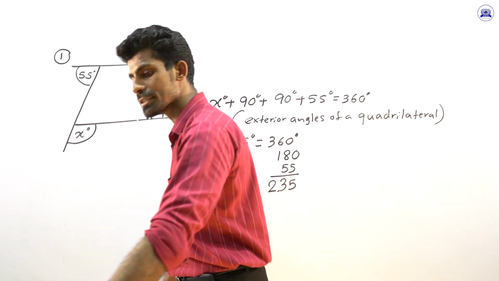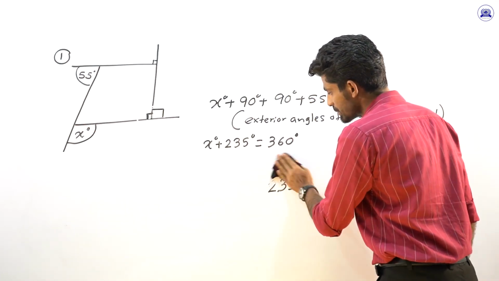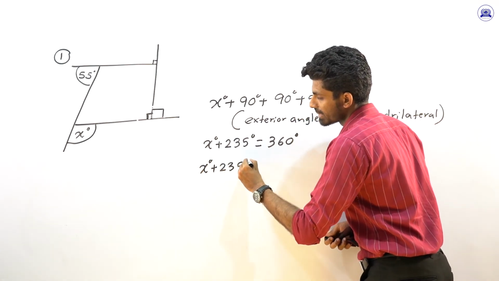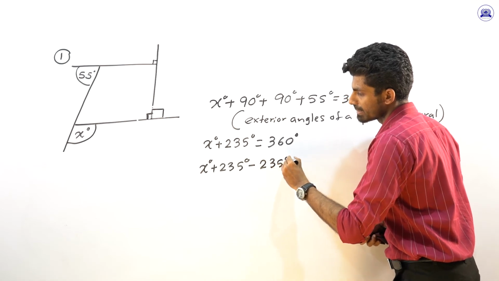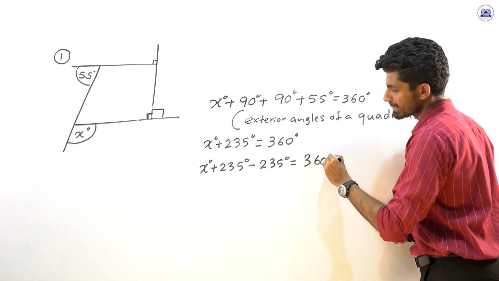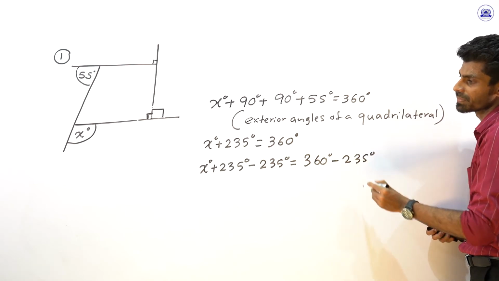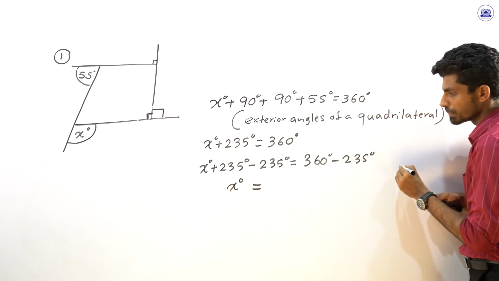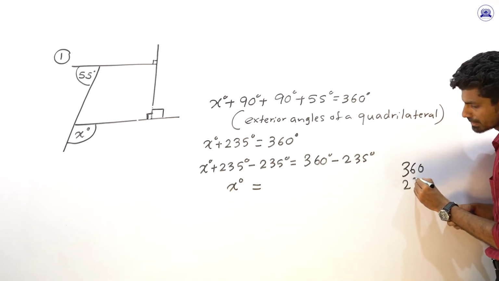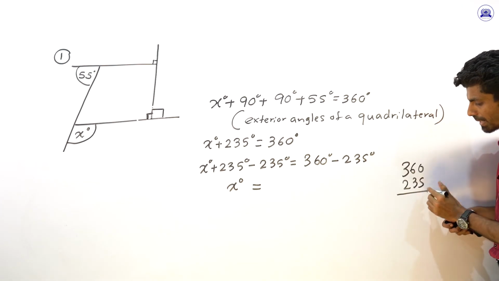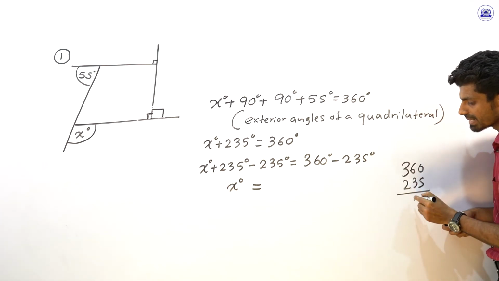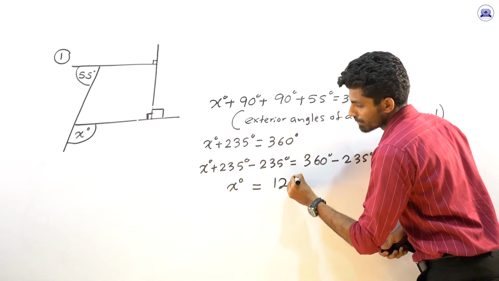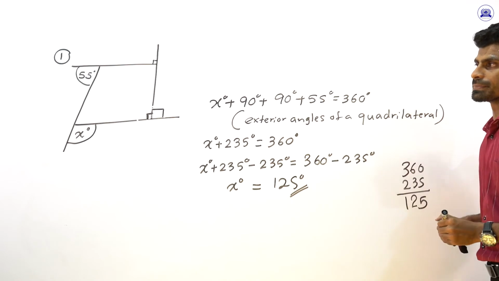Then you need to remove that 235. X plus 235 minus 235 equals 360 minus 235. The 235 will be cancelled out. X equals 360 minus 235. So X equals 125.